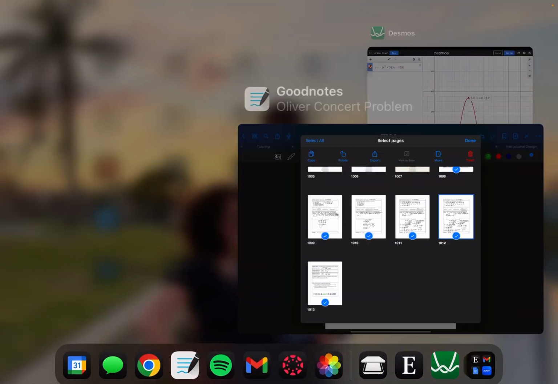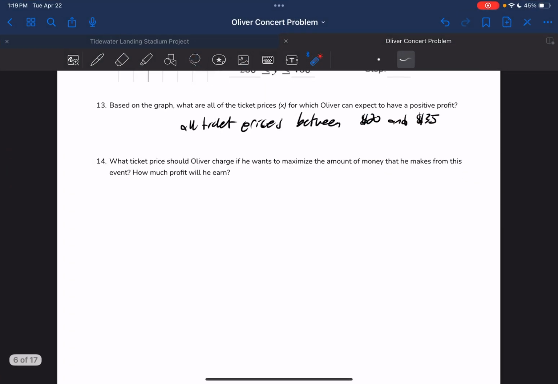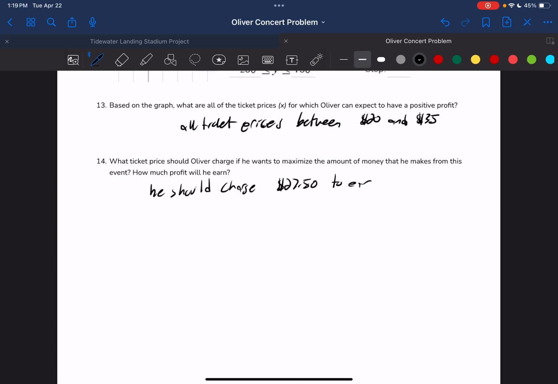337.50 in profit. So for that one, we're taking the vertex of the quadratic when we graph it, and he should charge 27.50 to earn 337.50 in profit.